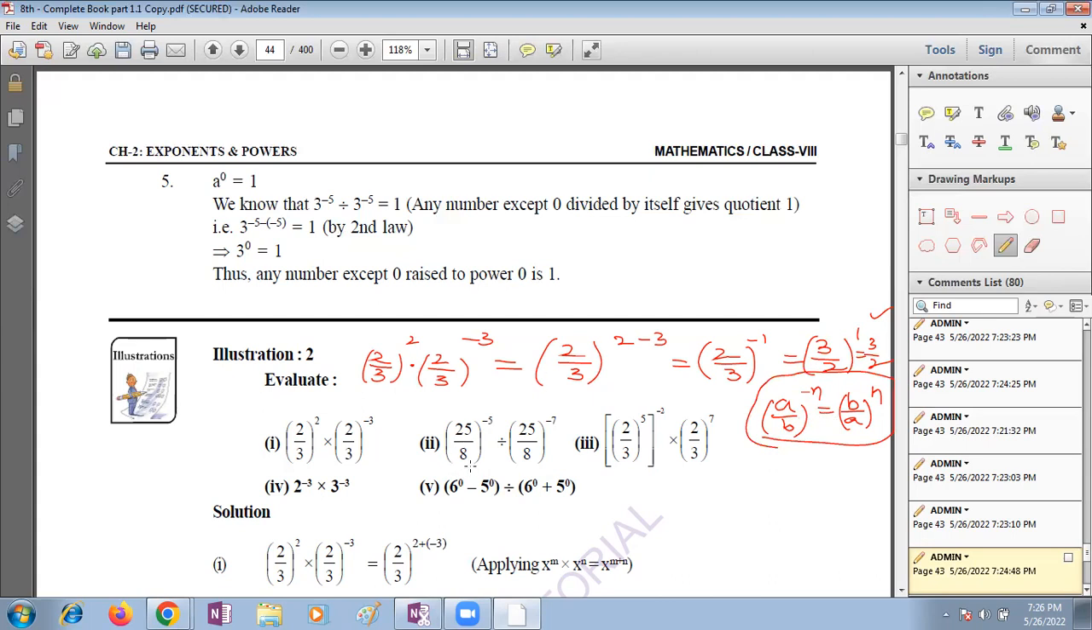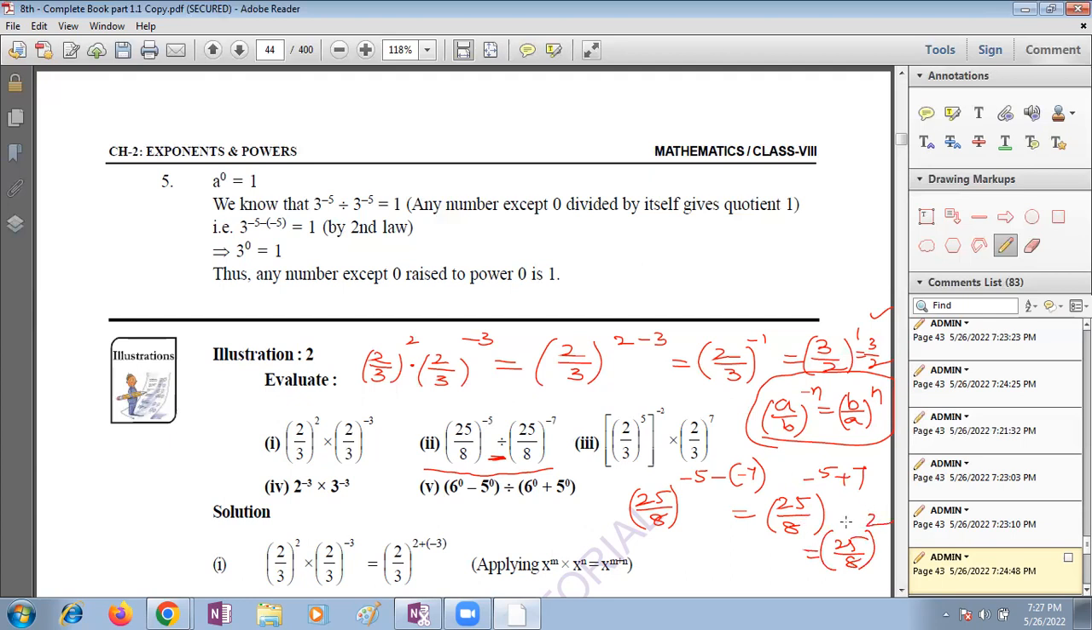Next, if you see another condition, by looking at this, is it a division rule, children? Yes, ma'am, it's division. In division, the quotient rule, what should you do? You need to subtract your exponents. So if bases are the same in the division rule, subtract the exponents: minus 5 minus of minus 7. Minus of minus is nothing but plus. So minus 5 plus 7, it is plus 2. So it is 25 by 8 whole square.